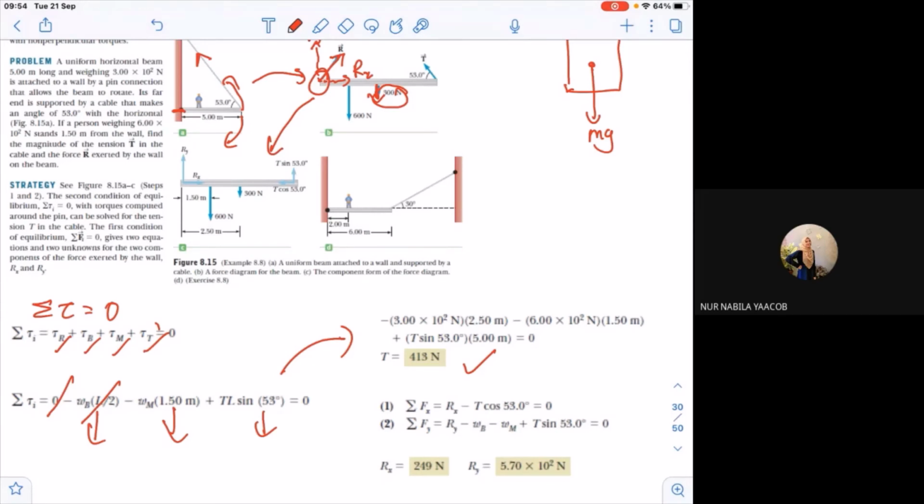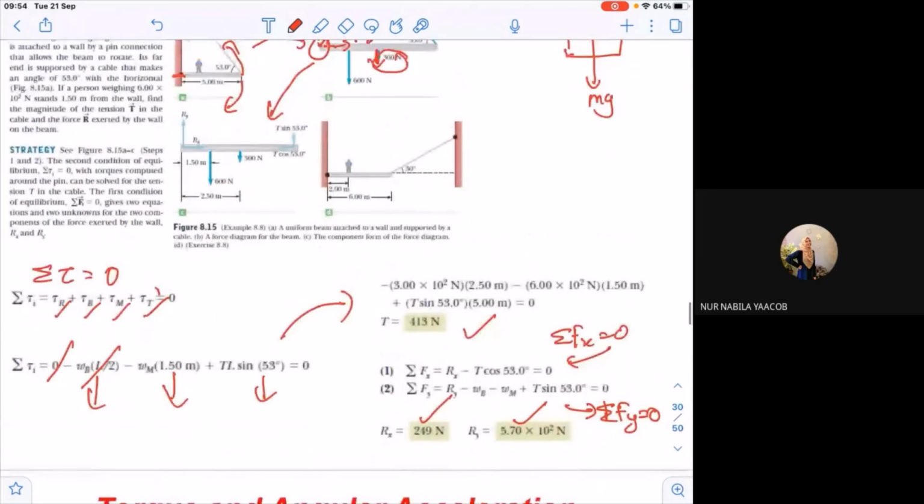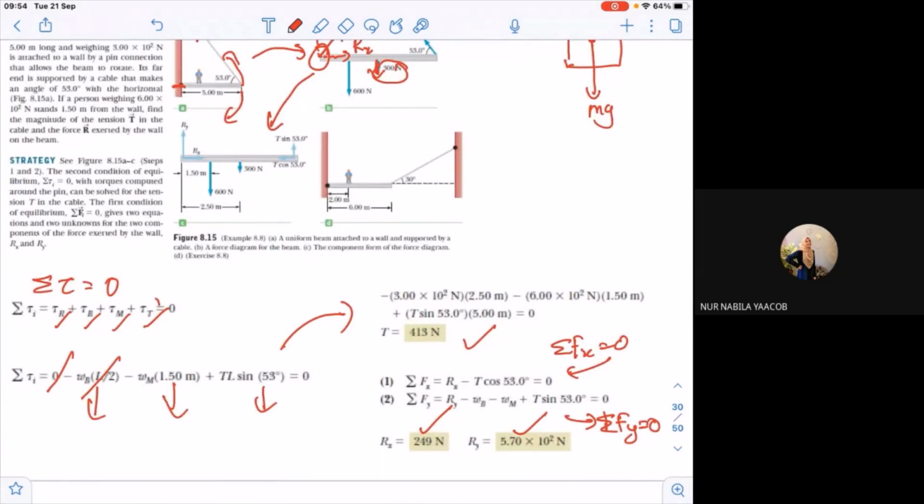413 Newton. Okay, so tak selesai lagi because we need to find what is R. Then we apply summation of Fx equals to 0 here and summation of Fy equals to 0 at number 2. So that will give you Rx and Ry.